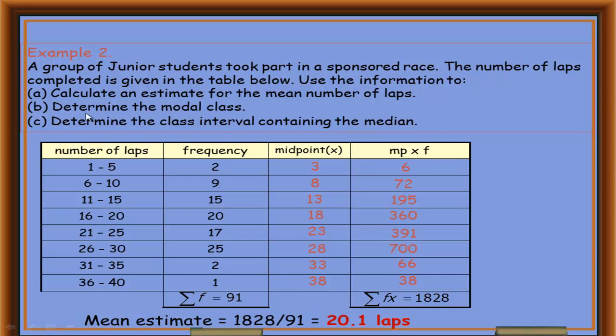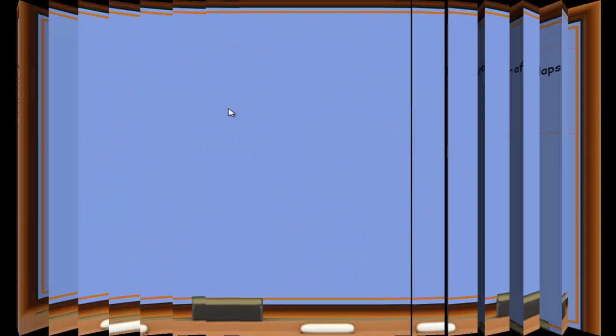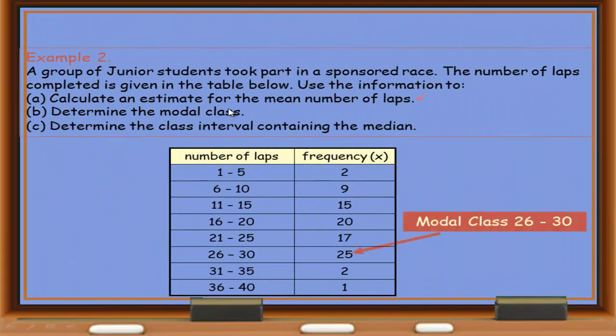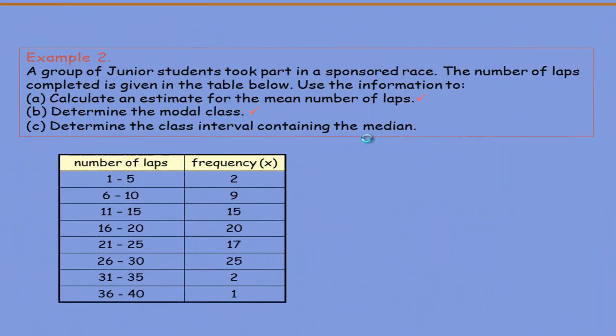Next we are going to answer the modal class. The modal class will be the class with the highest frequency. This one is the highest frequency class, 25, so the modal class is 26 to 30. The class from 26 to 30 is the modal class, which has the highest frequency. We have answered B, which says determine the modal class. Next we are going to answer C, determine the class interval containing the median. Let us answer question C.